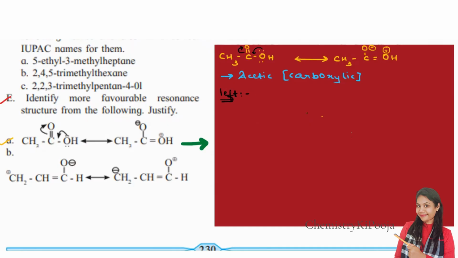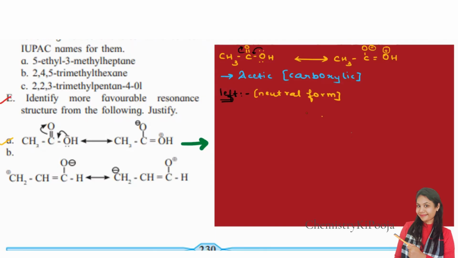The left side is a neutral form. Neutral form means it does not have any charge present. So basically, the carbon is double bonded to oxygen, this carbon and oxygen bonded through a double bond, and then we have a single bonded oxygen and hydrogen.